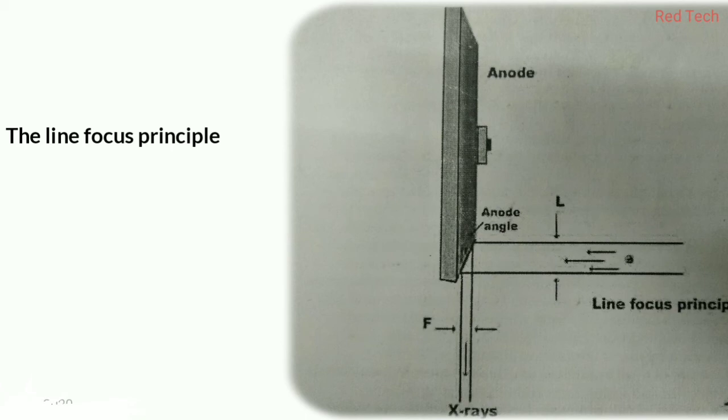Here you can see the diagram of the focal spot, and the whole scenario illustrates the line focus principle. Here the size of the X-rays coming out is wide, but below, when X-rays are produced, a narrow line comes out from the anode. So the anode angle plays a vital role in narrowing the X-ray beam, or you can say producing a small focal spot. This is basically about the focal spot, which is very essential for every radiographer to understand.